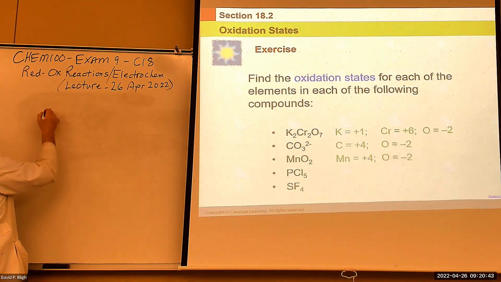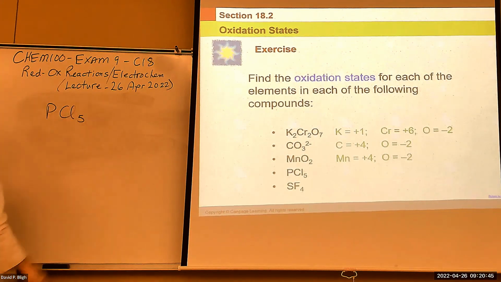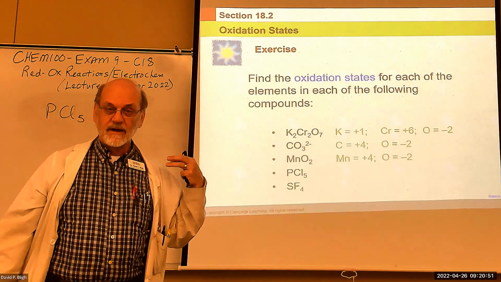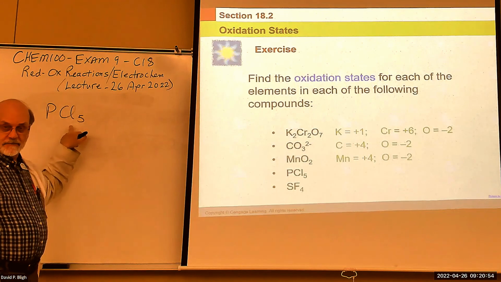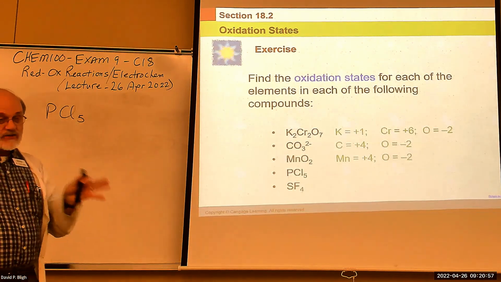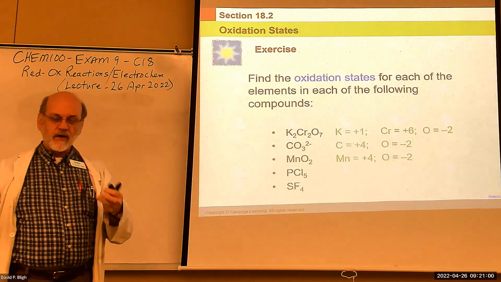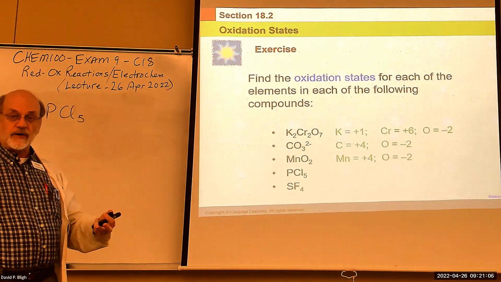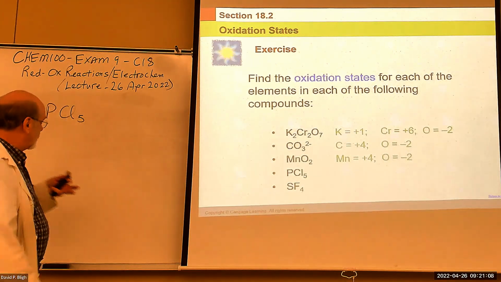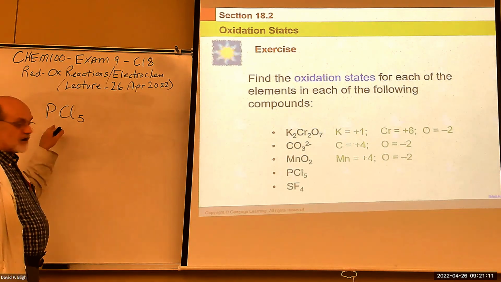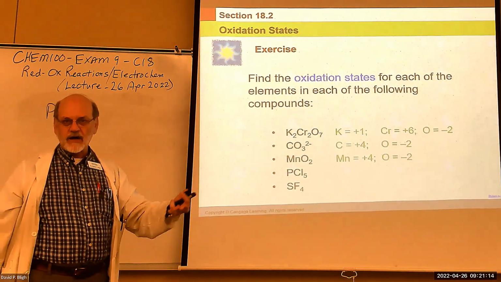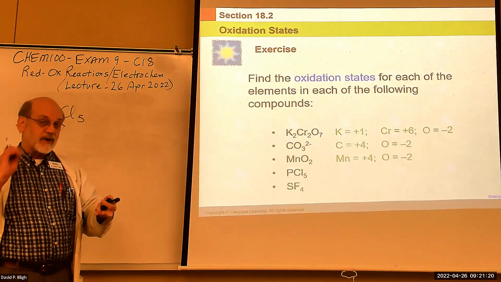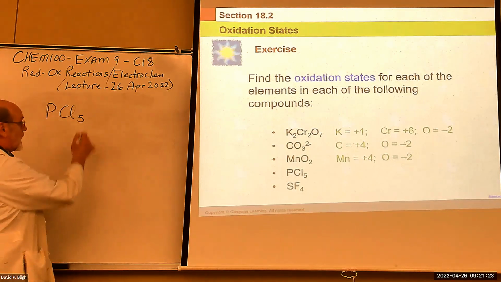PCl5. Go. Now, we don't have a rule for this one, do we? We have one for fluorine. So we've got to make a choice. Fluorine and chlorine are in the same family. If we give chlorine the same charge as fluorine, the halogens, then we can proceed. Otherwise, we're stuck because phosphorus doesn't have a standard oxidation state. Chlorine, if it's an ionic compound, would be a -1. So that's where we have to start.